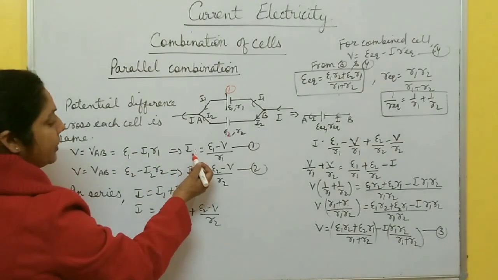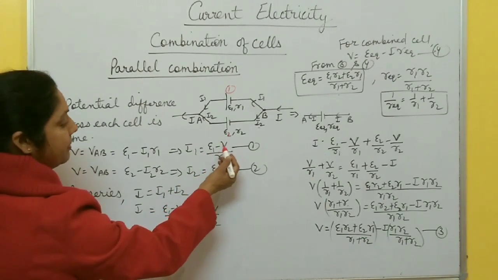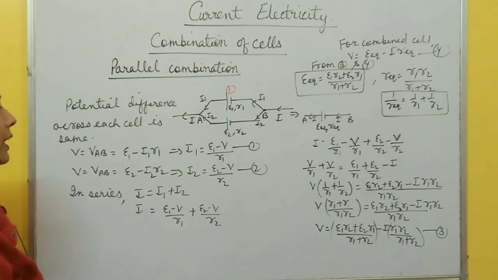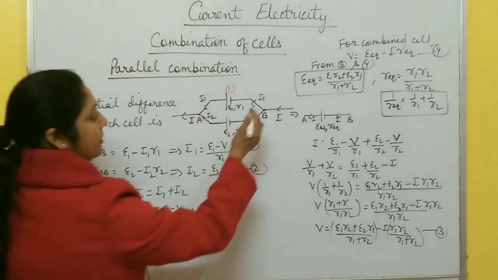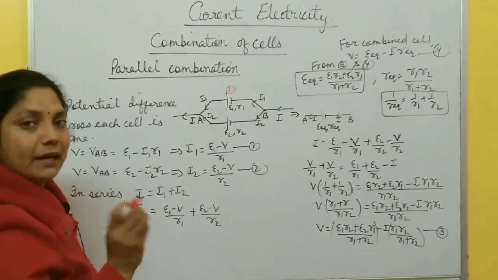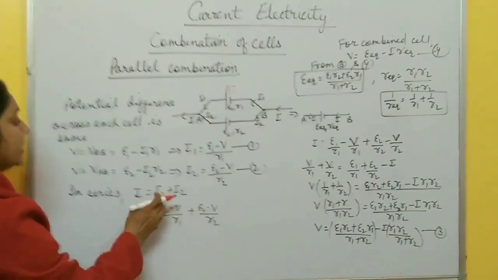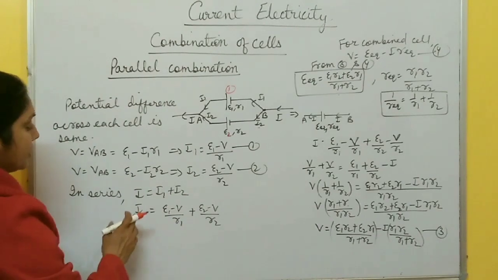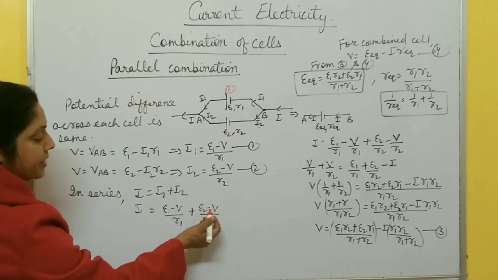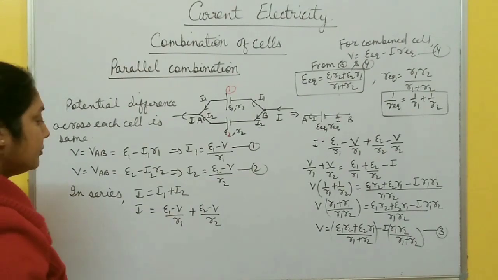Now from here you get I1. I1 is E1 minus V by R1 and I2 is E2 minus V by R2. Now you get the individual current across each cell. In case of parallel combination, the total current I is equal to I1 plus I2. So this I, you put the value of I1, is E1 minus V by R1 plus E2 minus V by R2.